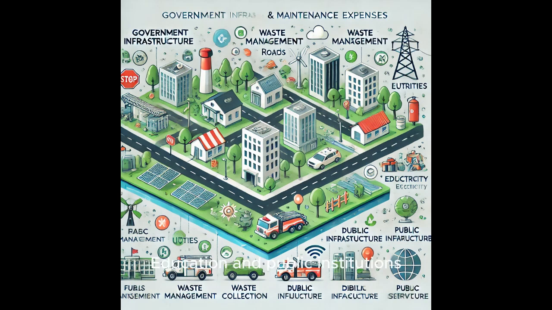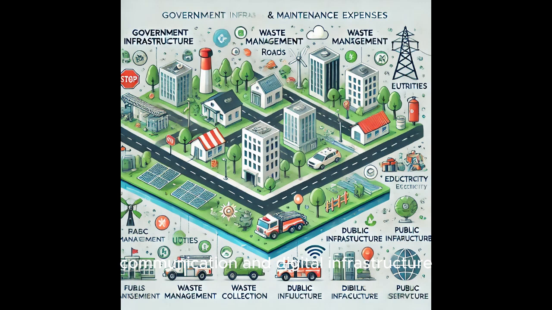Education and public institutions. Governments must maintain schools and educational institutions to provide quality education. Costs include repairing and maintaining public schools and universities, funding libraries, including books, computers, and public Wi-Fi, maintaining museums and cultural institutions, upkeeping government office buildings and service centers.